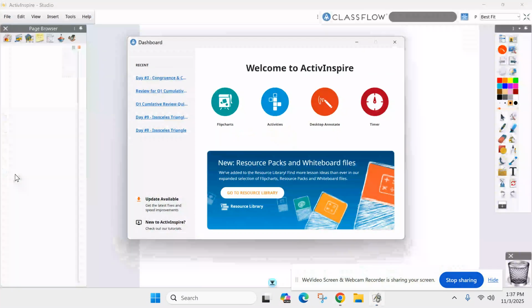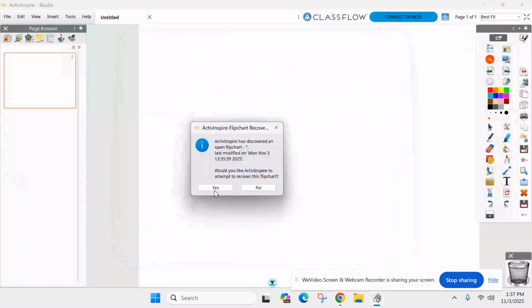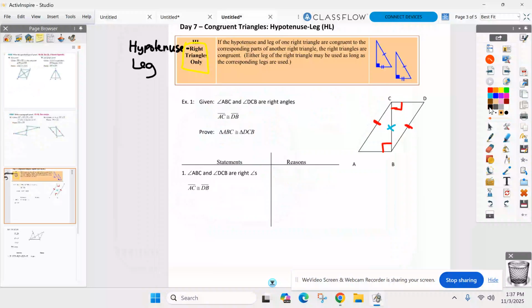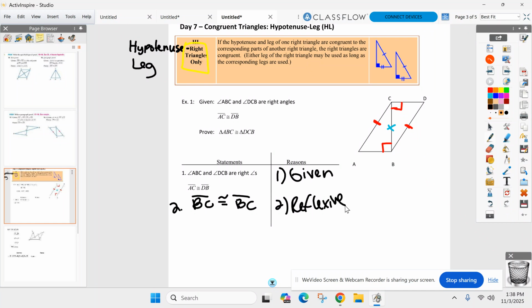Don't try to get ahead of me either. Just write your shared side in, because you think you know what you're doing and you're going to be missing a few steps. All right, let me catch up. Given. BC congruent to BC, reflexive. All right, I'll stop there.